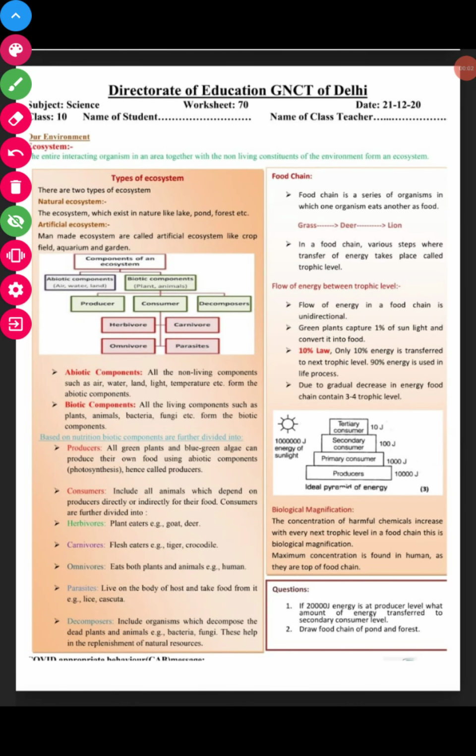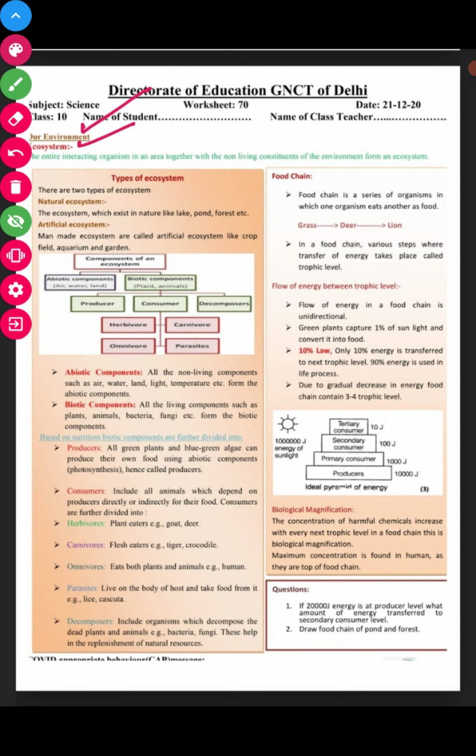Good morning, dear students. Beta, today we will discuss our daily worksheet 17, scheduled 21st December 2020, from your new chapter, Our Environment. Okay, it's a very interesting as well as very easy worksheet. So let's start.